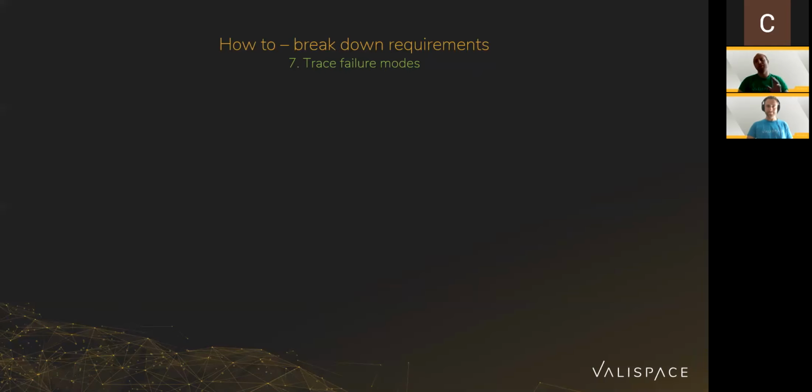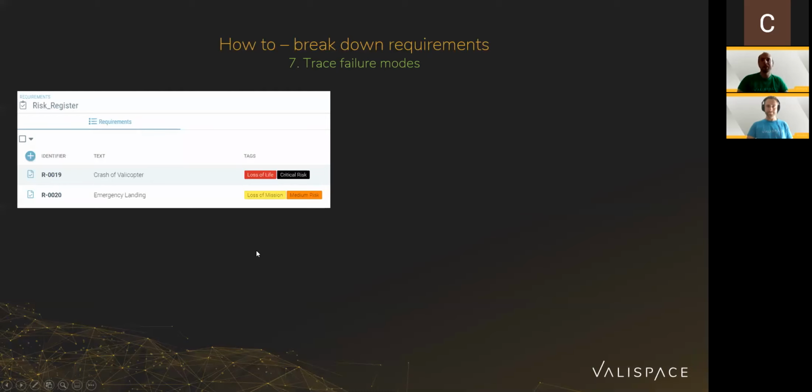Let's talk about failure modes. There's probably a whole lecture that we could do on FMEA analysis and how to get to failure modes and so on. But I want to just focus briefly on how to trace failure modes within the requirements management. So the best practice that we've seen is you start with something like a risk register. So you basically list all the risks that could be happening. And then you tag them and say, well, this is a critical risk, this is a medium risk. What happens when this risk materializes, right?